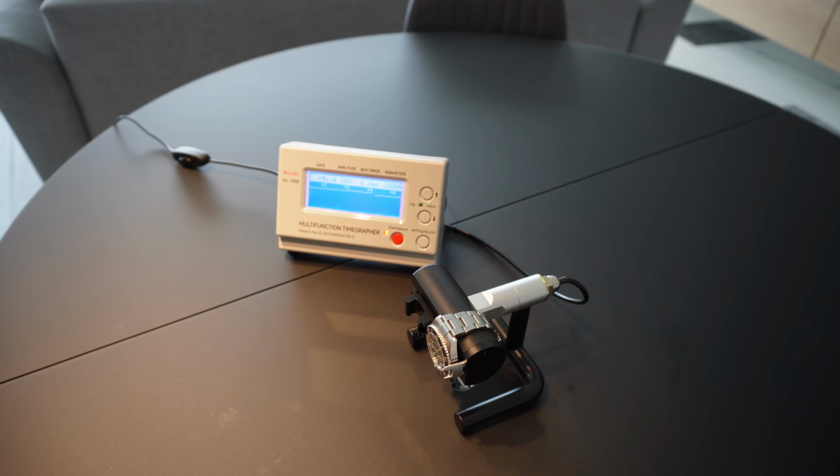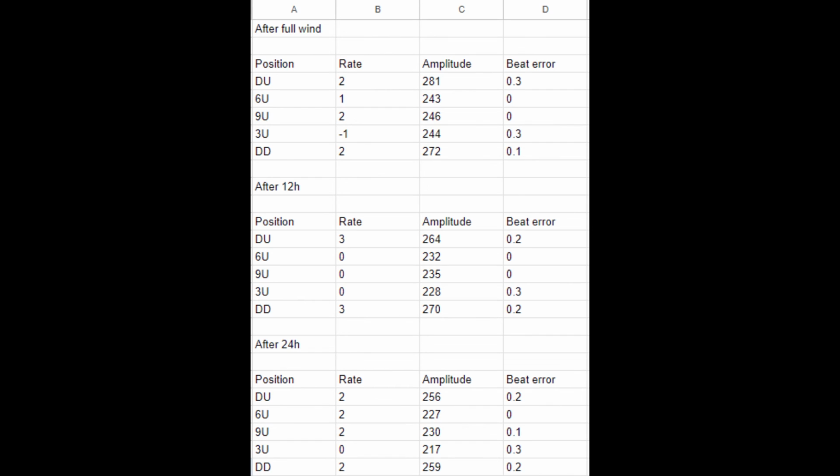Now in between measurements, you should just let the watch rest on the timegrapher in the dial-up position and not move it. Here are the results for my Submariner after measuring it 3 times within 24 hours. Fortunately for me, the amplitude is still above 200 for all positions after 24 hours.